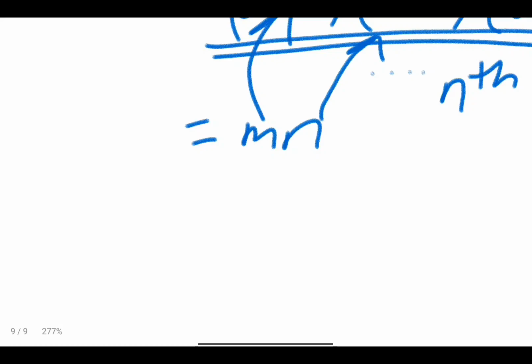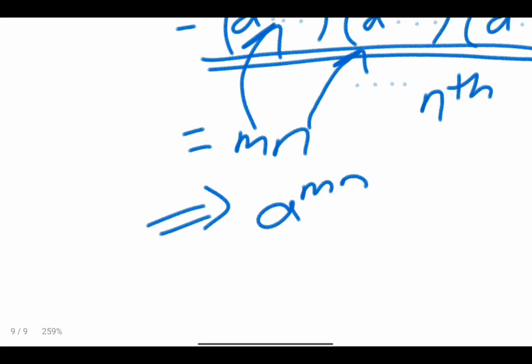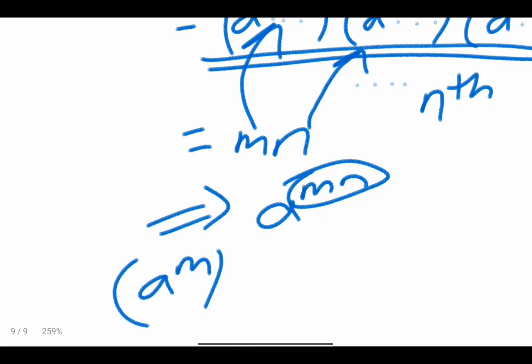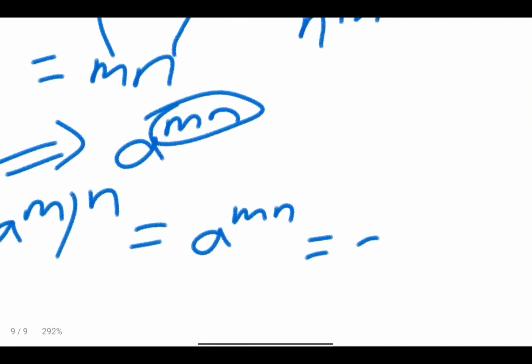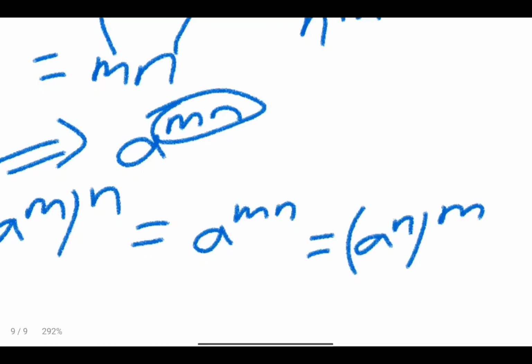So finally, it's the same as writing a to the power mn, because this many a's are multiplied with each other. That's why this exponent is equal to this, which obviously equals this too, and you know why.